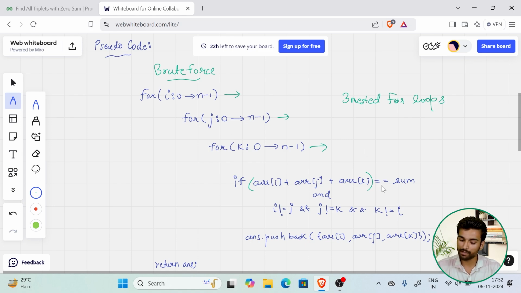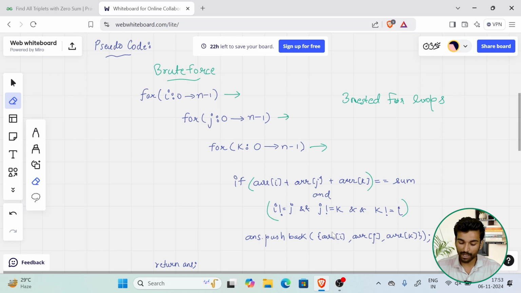That's why we are checking if array of i, array of j and array of k is equal to sum, and also they should not be duplicates. It means that i should not be equal to j, j should not be equal to k, and k should not be equal to i. So that's why we are again checking that they should not be equal.